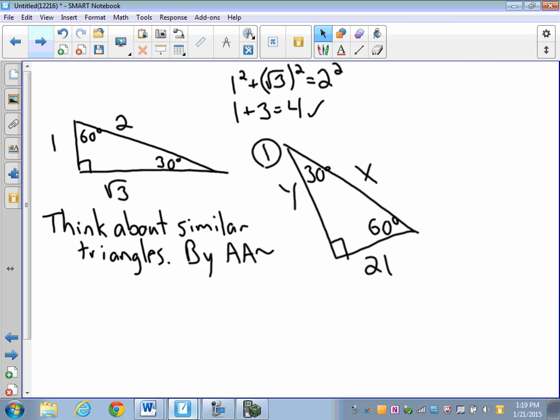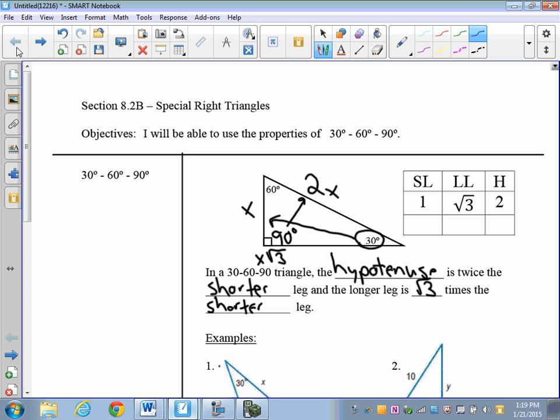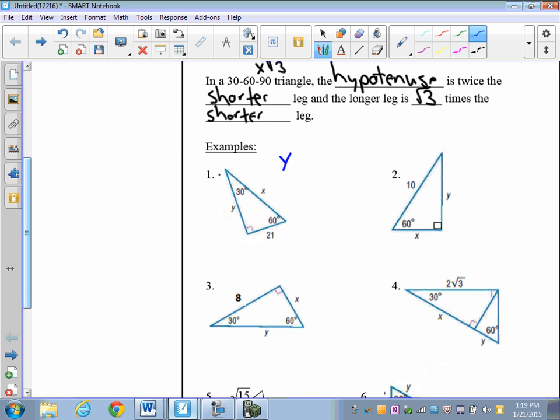So if I want to solve for x, I just take one triangle, x and 21, and then I match it up with the other triangle. So x is the hypotenuse, so underneath x goes 2, and 21 goes with the short leg, which is just 1. So I cross multiply it, x is equal to 42. 2 times 21. So for number 1, I know x is equal to 42.